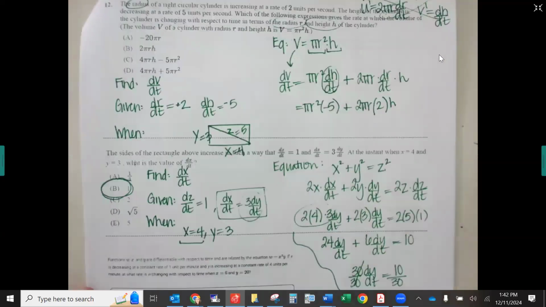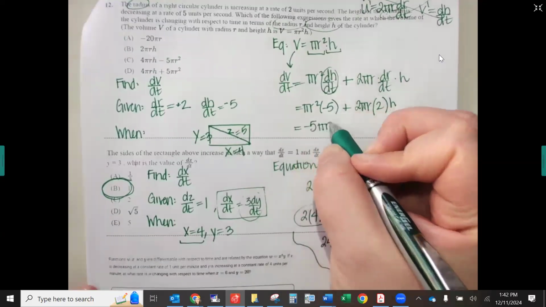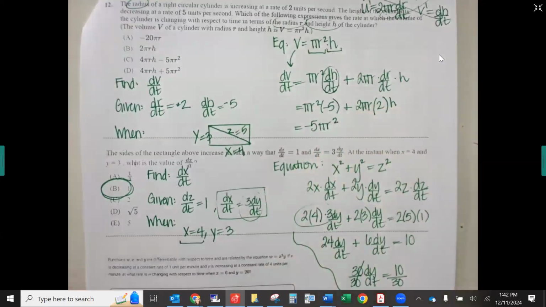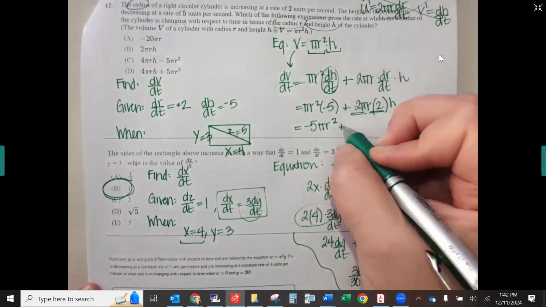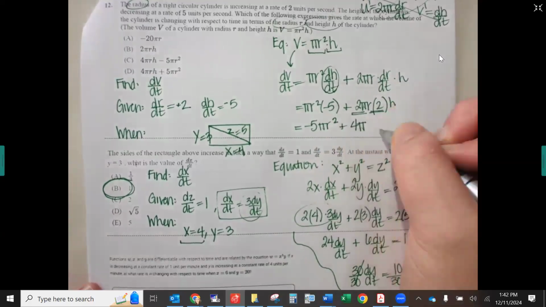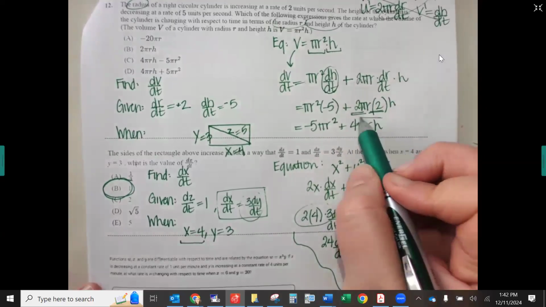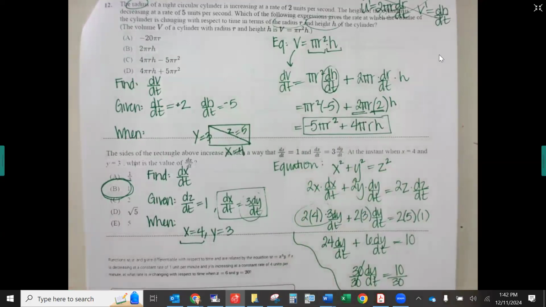2h. And then from there, I see that this part's basically going to stay the same. -5 pi r squared. And then what can we do with this? The 2 pi and the 2 are going to make that a what? 4 pi. And then you're going to have an r and an h next to each other. Okay, so look at those answer choices. Do we see one we like? B is correct.